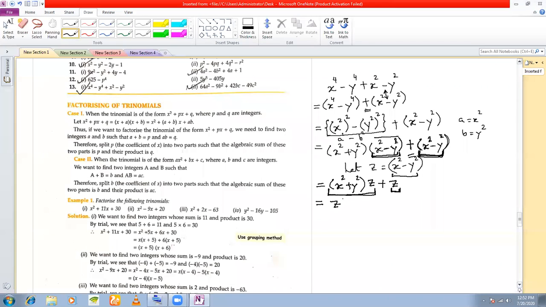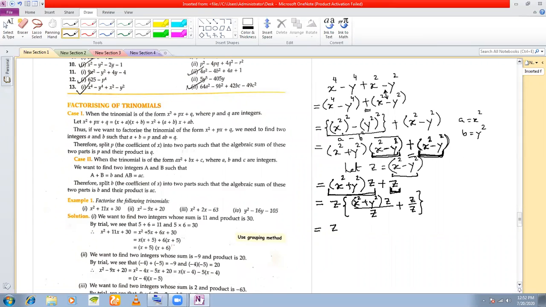So I take out the HCF. If I take out the HCF, what am I left with? I'm left with x square plus y square into z. And since I've taken out the HCF, I have to divide this by the HCF also. Plus, and I've taken out z, so this becomes z by z. Do you agree till this step or not?